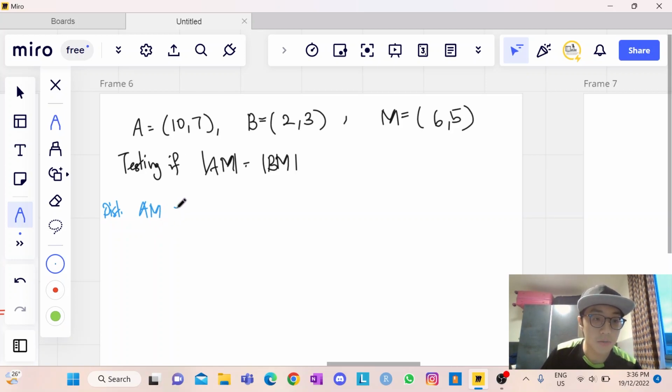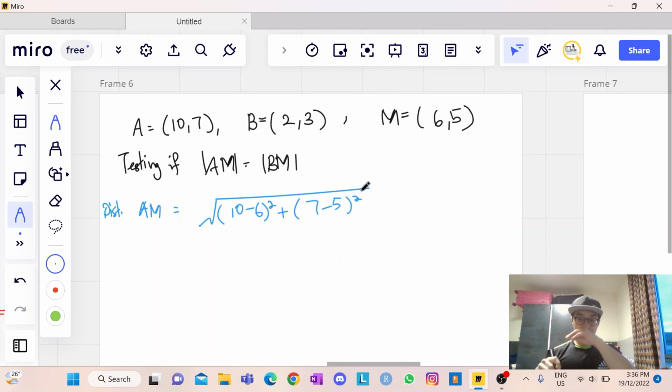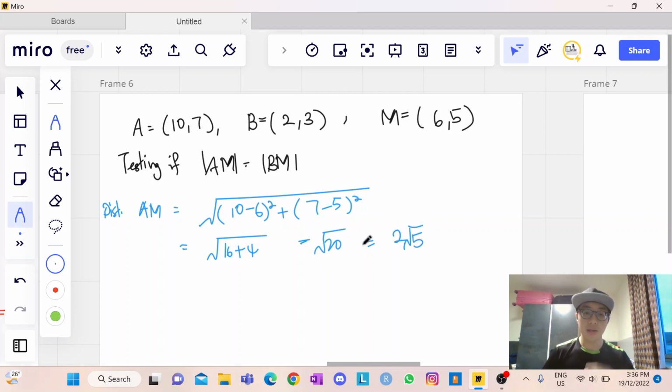So distance of AM, as we said, is 10 minus 6 squared plus 7 minus 5 squared. I recommend you to remember this formula such that when you see any two coordinates, you can just straight up in your mind know that it's 10 minus 6 squared plus 7 minus 5 squared, and then you need to square root the whole thing. Then you will get something like 16 plus 4, which is equals to root 20, which is equals to 2 root 5.